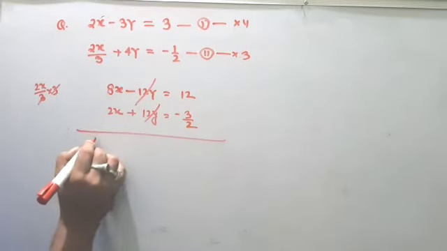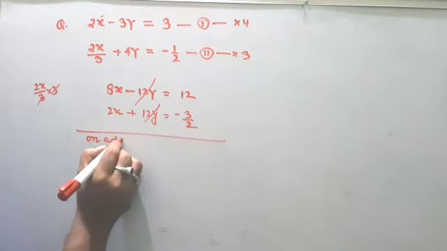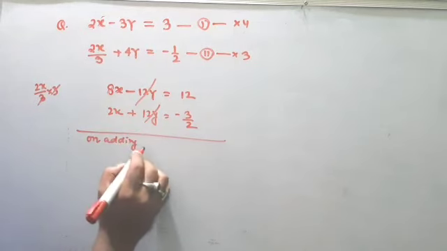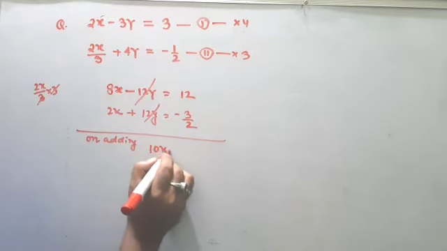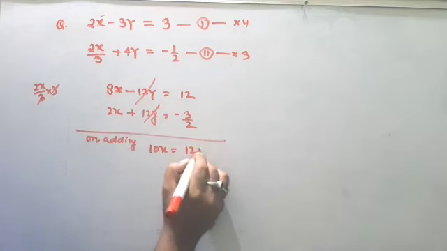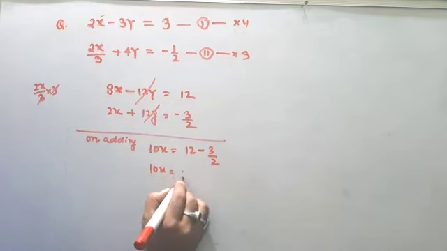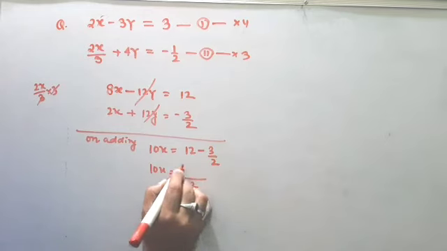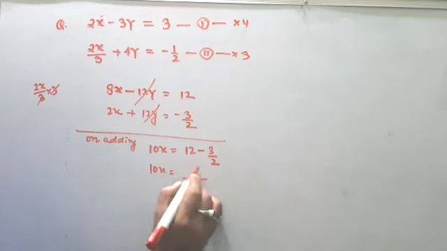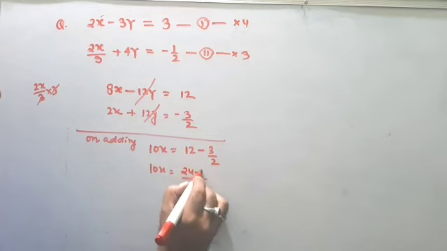Again the y terms cancel, so on adding, 8x plus 2x is 10x, equal to 12 plus minus 3 by 2. So 10x is equal to, LCM 2, here 24 minus 3.